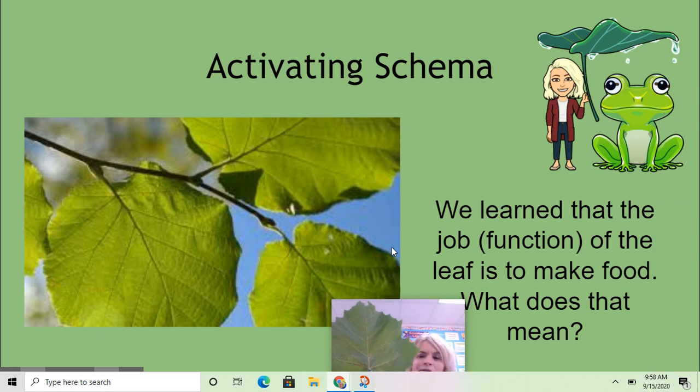Now we've learned before that the function of the leaf is to make food. But what does that mean? I want you to think for a minute. What does it mean when I say the leaf's job is to make food?